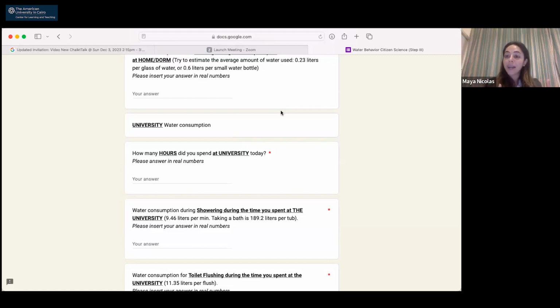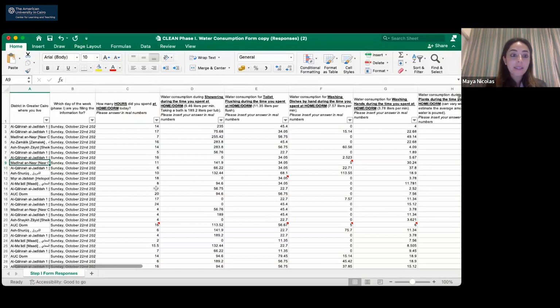And when it comes to analysis, every single student will have access to all these numbers. I'm going to show you an example of how the Excel sheet looks. All right, here is an Excel sheet that every single student participating in the project will have access to.